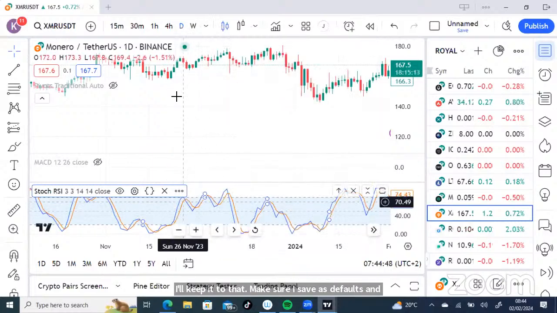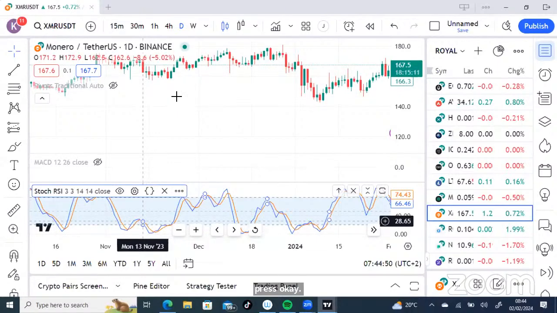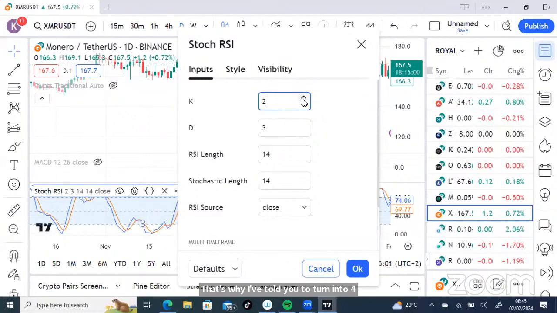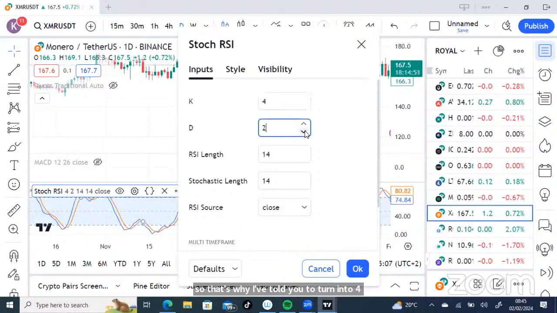All right. So when I return it to default, this is how it will come. It will come as a 3. That's why I've told you to turn it to 4. It will come as a 3 when I return it to default. So that's why I've told you to turn it to 4. This will also be a 3. That's why I've told you to take it to 2.